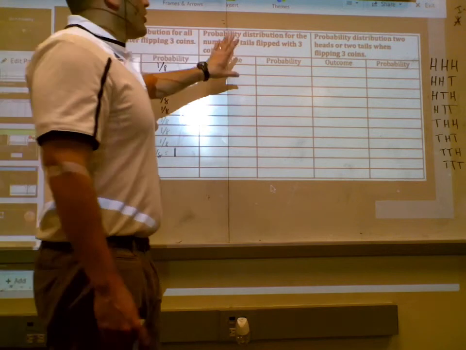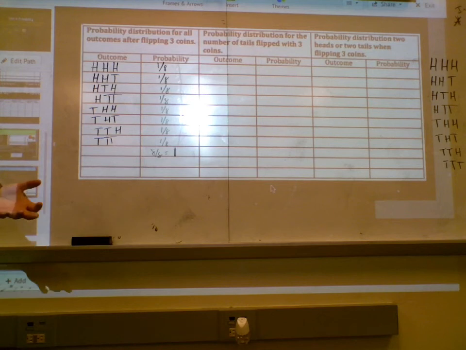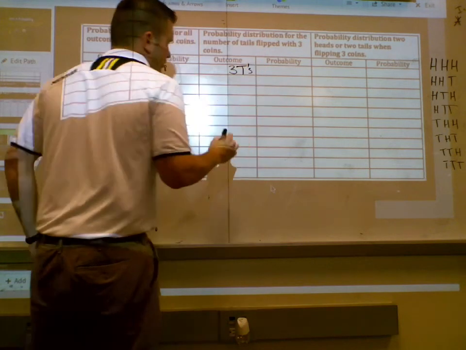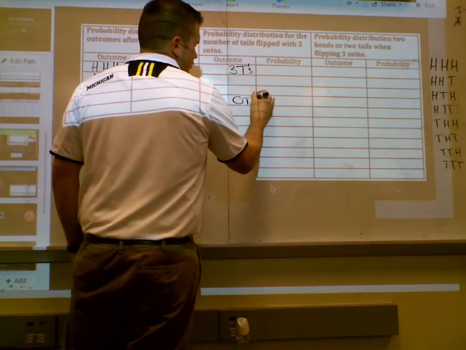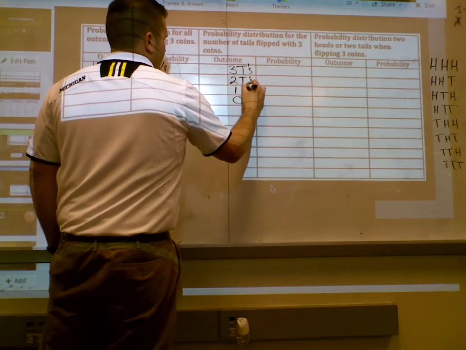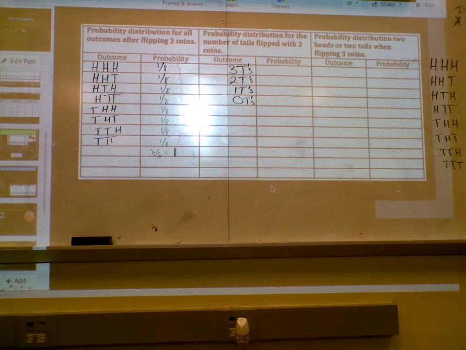Next one. Probability distribution for the number of tails flipped. Well, how many tails can I have in any given flip? What's the maximum number? 3. What's the minimum number? 0. Right? And then we have everything in between. So can you guys figure out this probability distribution, please? That means you need to figure out the probabilities of each outcome: 3 tails, 2 tails, 1 tail, and 0 tails.